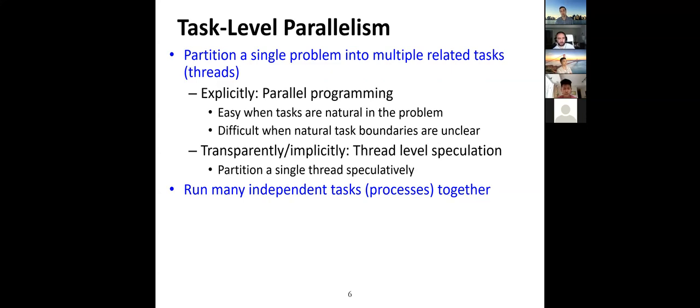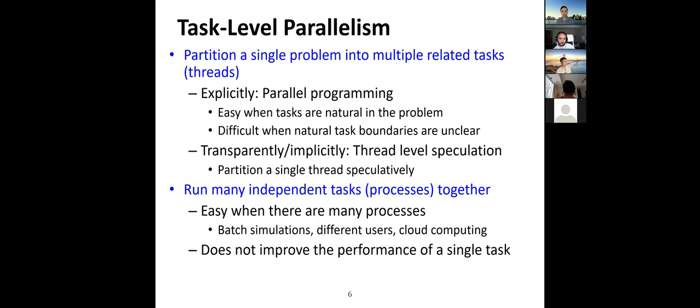Another strategy is to do it transparently or implicitly. That's a thread level speculation technique, which can partition a single thread speculatively. This technique tries to figure out, say, two branches or two different streams of instructions in your single application thread, and then tries to run them in separate independent threads with minimal communication between the two. This is usually done using compilers.